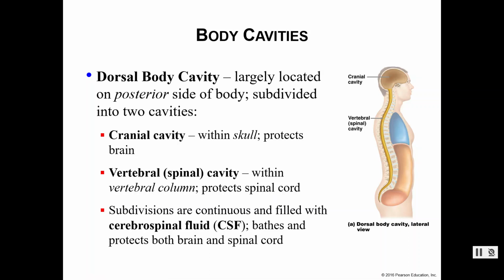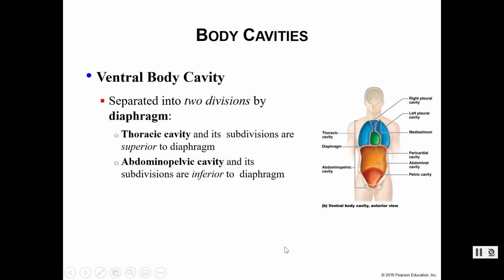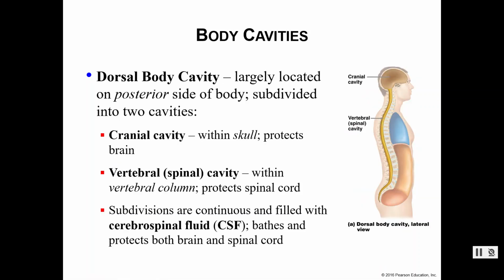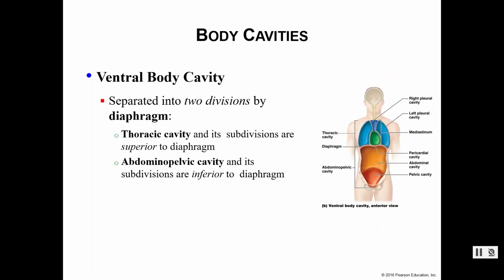So we said that these are fluid-filled cavities, so our fluid here is cerebrospinal fluid. Okay, helps protect your brain and spinal cord. And then we have our, I'll make sure I didn't skip anything. Then we have our ventral body cavity, so the front side of our body. We have two subdivisions here, your thoracic cavity and then your abdominal pelvic cavity. Our natural division here is the diaphragm. Okay, so your thoracic cavity is your superior cavity, while your abdominal pelvic cavity would be the more inferior body cavity.